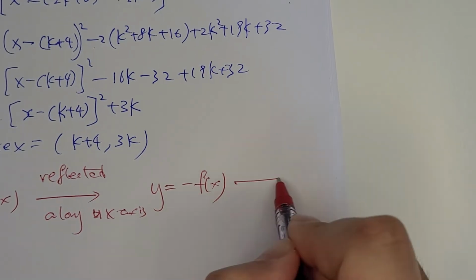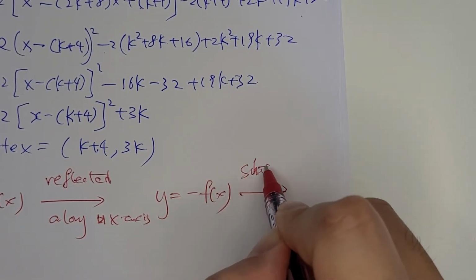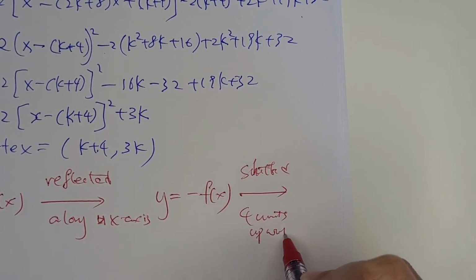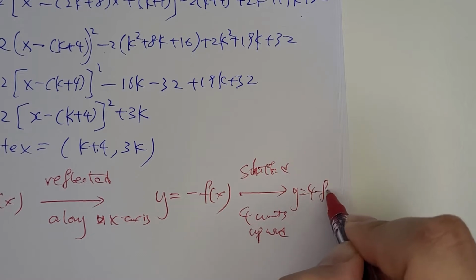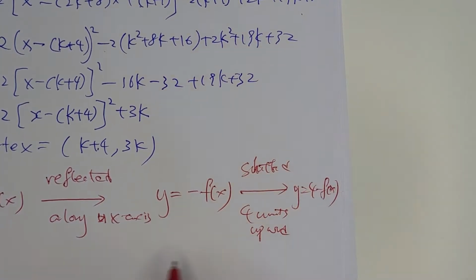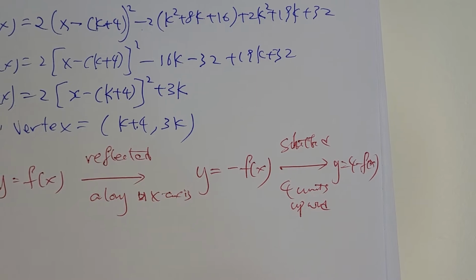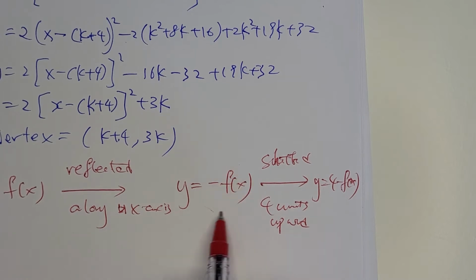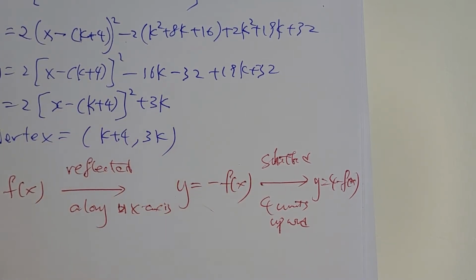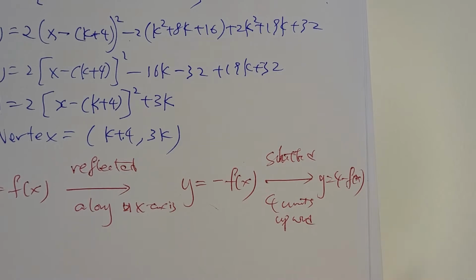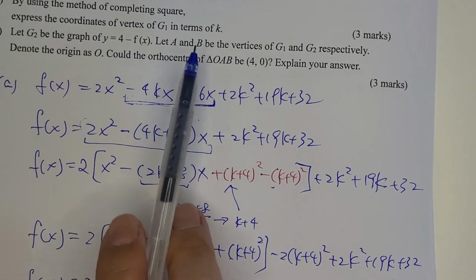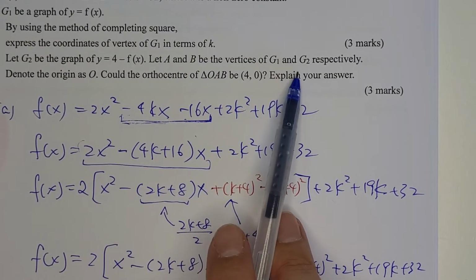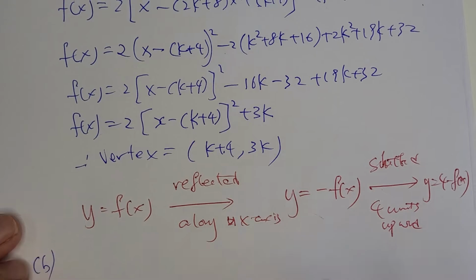And then you shift it 4 units upward. That would become y equals 4 minus f(x). There are 2 transformations here. First one, you reflect the graph along the x-axis, upside down, and then shift the intermediate image 4 units upward. So the point A is the vertex of G1, and point B would be the vertex of G2. So you can write down A and B directly.